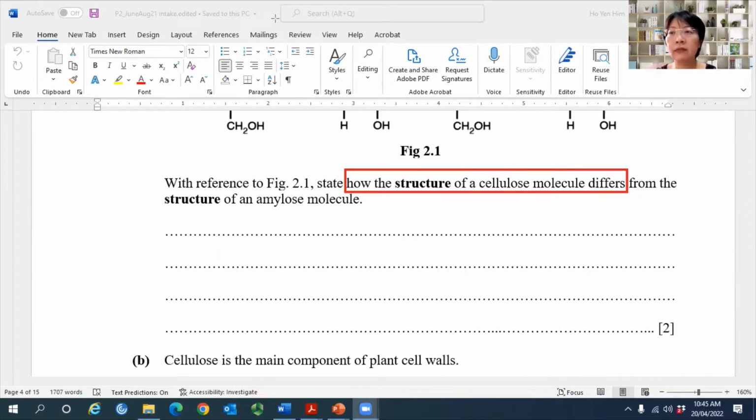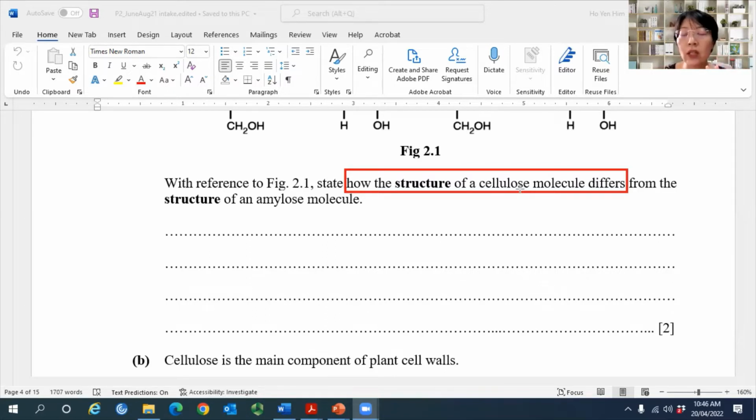Yi Hang, which one do you describe? Do you need to describe both the molecules or only one? Yi Hang, cellulose? Yes, correct, cellulose. So you only need to talk about the structure of cellulose, whichever structure there that is different.